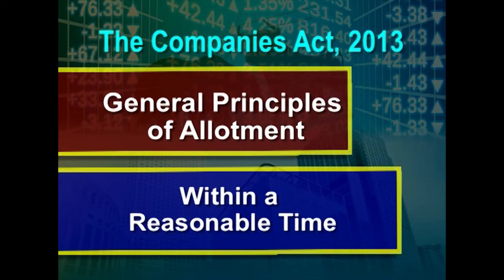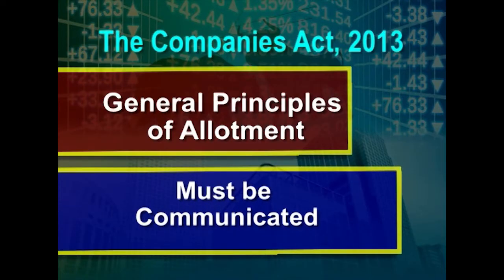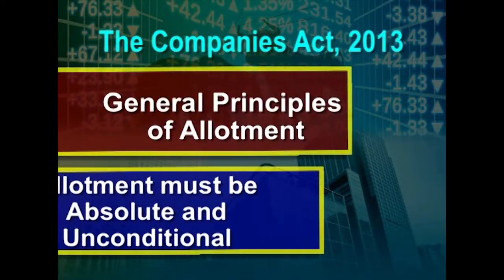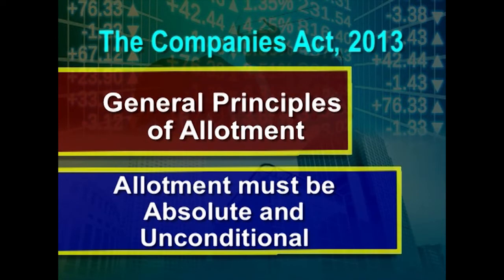2. Within a reasonable time. The allotment of shares should be made within a reasonable time. 3. Must be communicated. The allotment must be communicated to the applicant. 4. Allotment must be absolute and unconditional. Allotment must be absolute and in accordance with the terms and conditions of the application, if any.